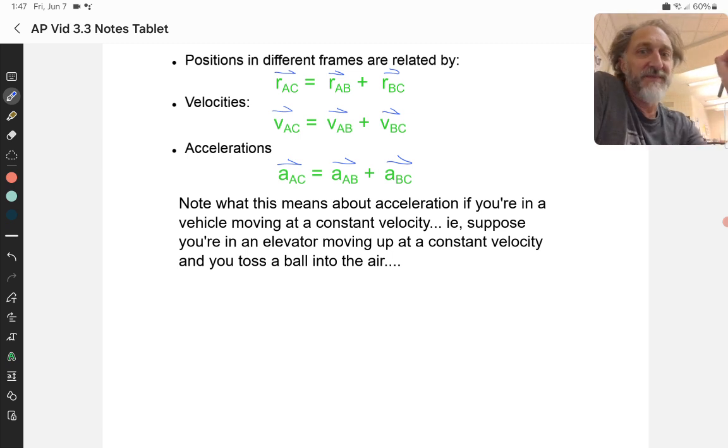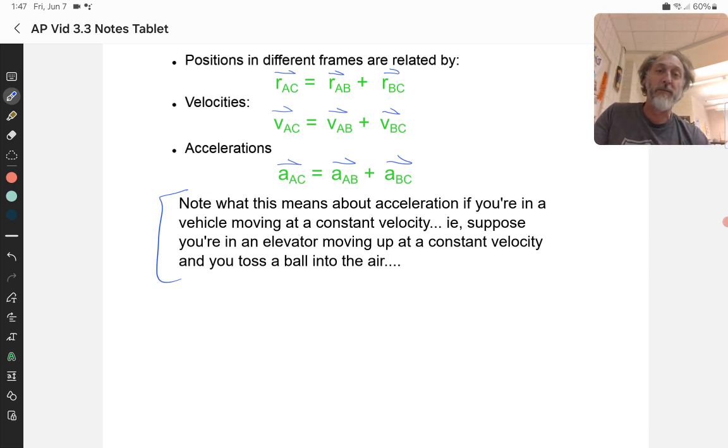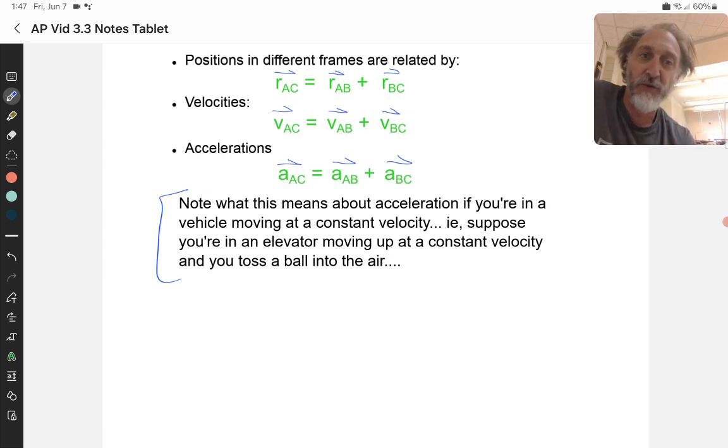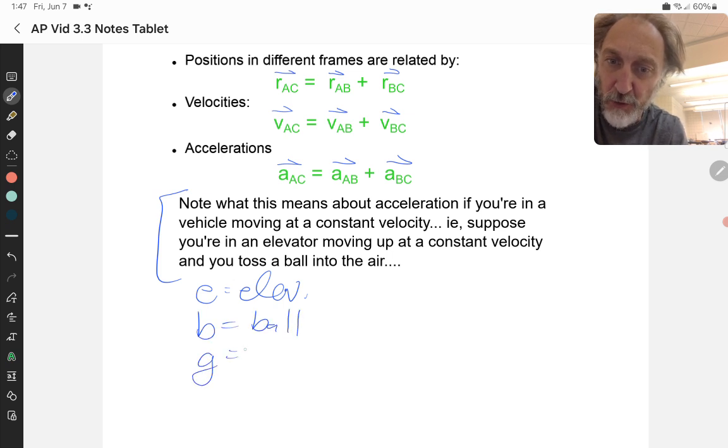But note, look at this little example here. It says, note what this means about the acceleration if you're in a vehicle moving at a constant velocity. For example, suppose you're in an elevator moving up at a constant velocity and you toss a ball into the air. So what are my 3 objects here? I'm going to have E for elevator, B for ball, and G for ground. Actually, I don't want to use G because that'll be gravity. Yeah, we'll do it, whatever, ground.